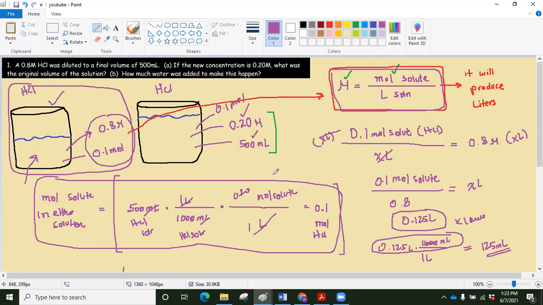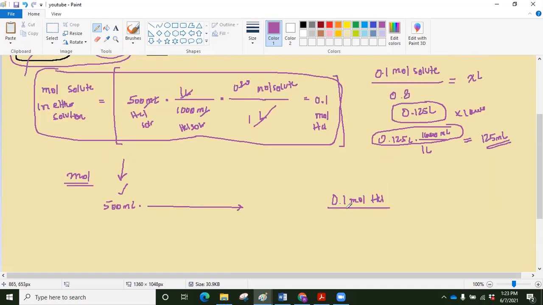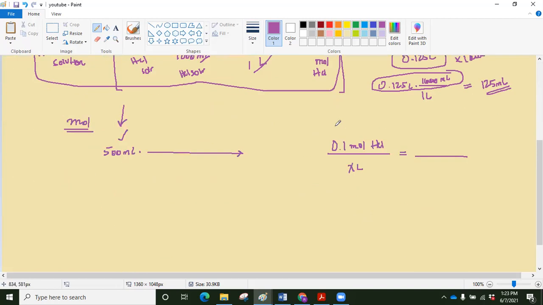And then moving on to the second part, when you were plugging in everything, you could have said, okay, you have mole solute, right? You have 0.1 moles of HCl, which is your solute, and you're solving for X amount of liters. And then you equated that to a molarity. Now, you're given two molarities here. You're given 0.8 and you're given 0.20.